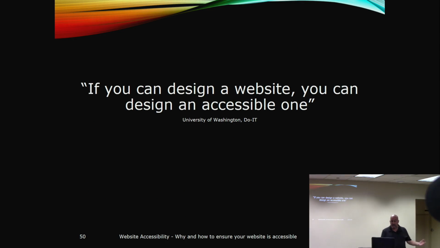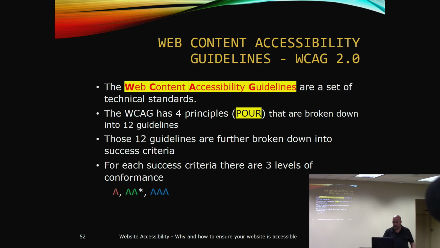So if you can design a website, you can design an accessible one. You're doing it at the same time. Let's just do it. So what do you need to do? The WCAG, and I'm going to do it real quick, has 4 principles. They're POUR, and I'll explain them in a minute. They're broken down into 12 guidelines. Those guidelines are broken down into success criteria, and each one of those success criteria are broken down into 3 levels of conformance. What does all that mean?